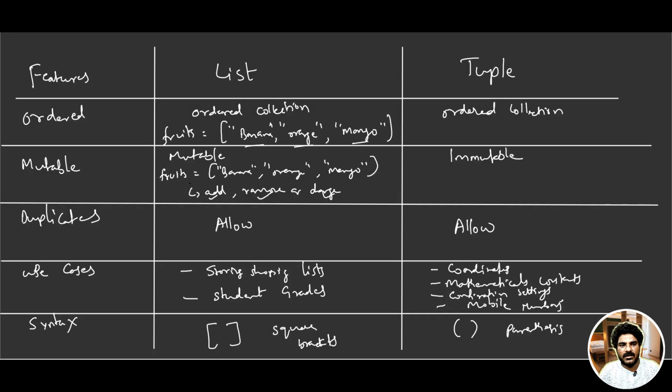We have discussed very important data structures in Python today. One is list and the other is tuple, and we saw a few of the features and differences between list and tuple regarding ordered collection, mutability, duplicates, use cases, and syntax. We also ran a few pieces of Python code, and then we understood a few of the methods which are there specifically for list and tuple. I have given you a homework also, just explore those list methods. That's it from my side for this particular video.